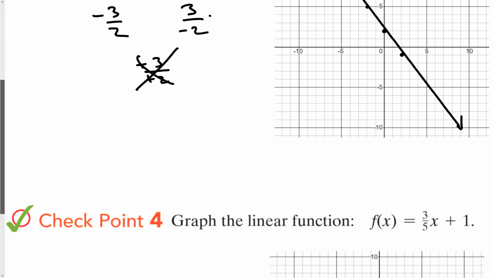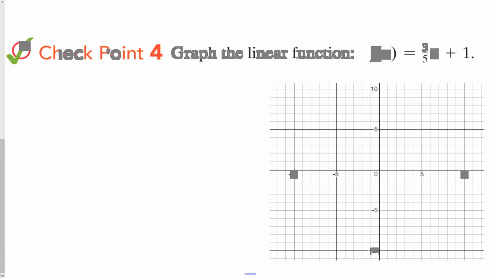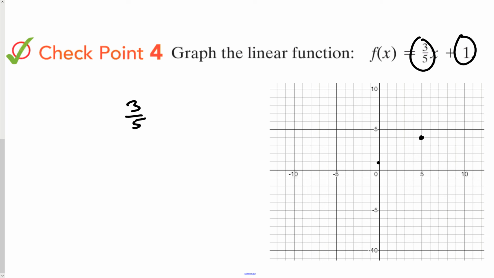Okay, let's try it again. Our checkpoint here. Slope, intercept. Start at 1, go up 3, 1, 2, 3, left 5, 1, 2, 3, 4, 5. Or, right, 3 over 5, that's a positive slope. So is this. Okay, so if you happen to have some sort of graph where you can't go up 3, you could always go down 3: 1, 2, 3, and left 5: 1, 2, 3, 4, 5.